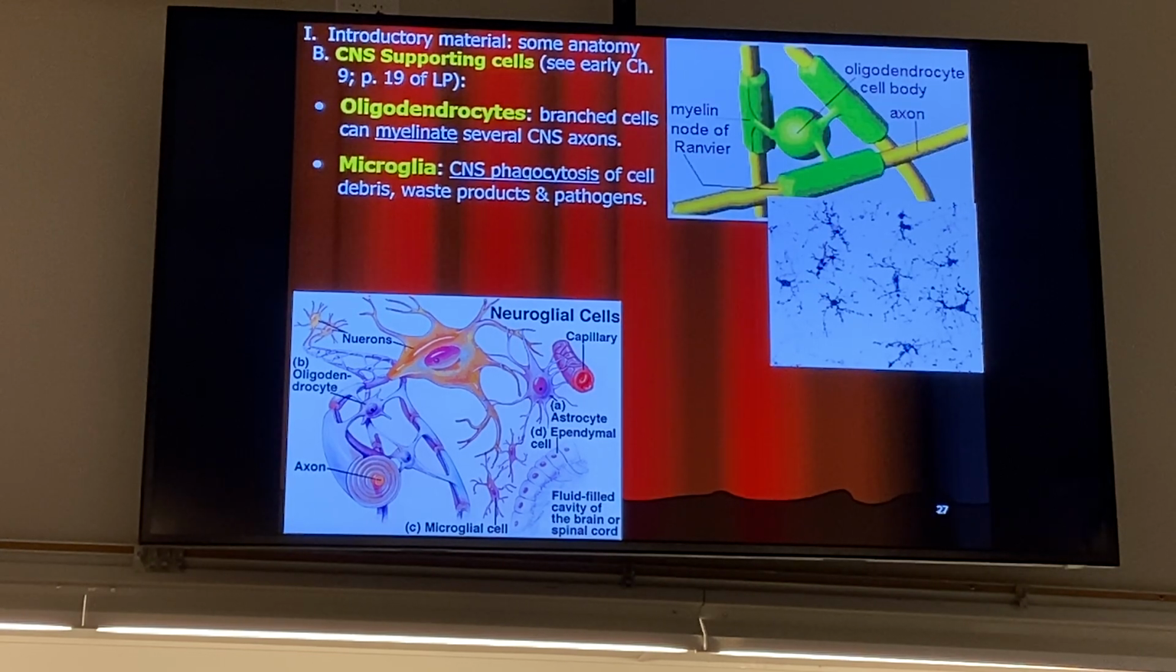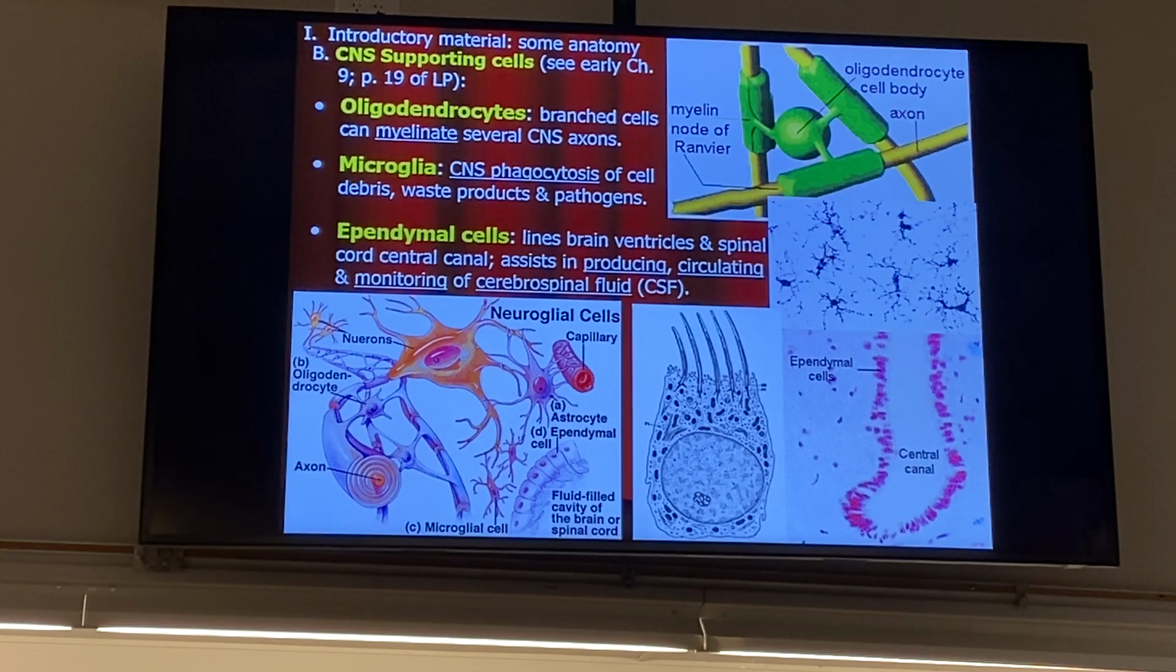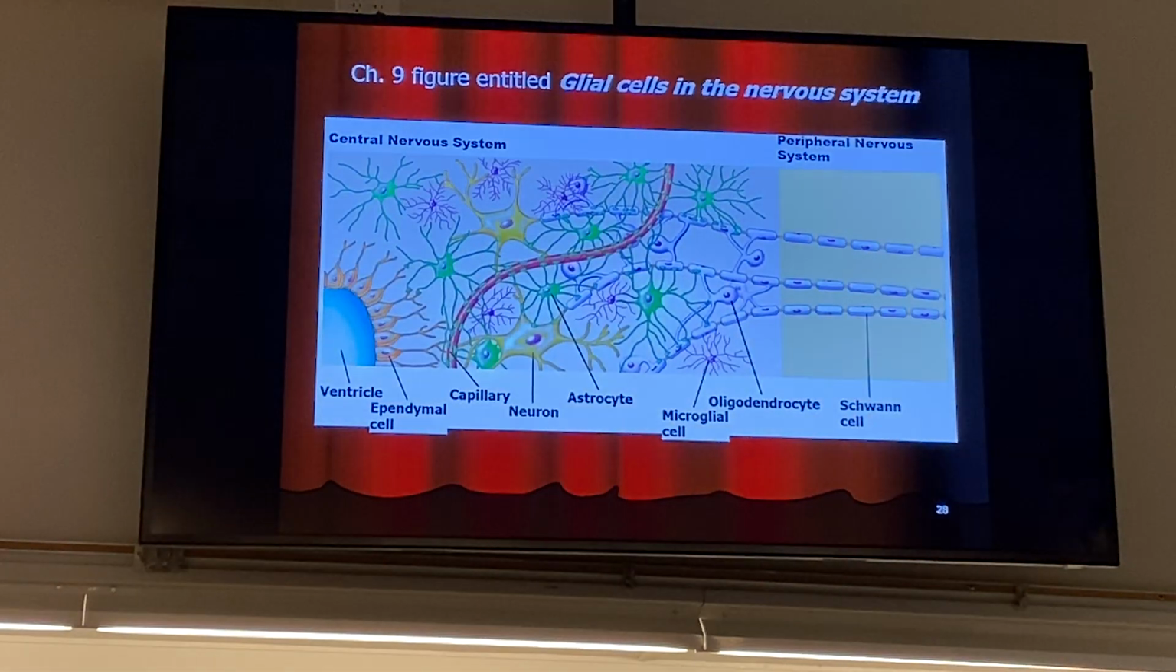Everybody got it? And ependymal cells are all about cerebrospinal fluid, CSF. They make it, they monitor it, and they circulate it with these little cilia on the top. So they look like that. Okay, everybody got the neuroglial cells? This is a review still of anatomy. In fact, the picture looks like the one in anatomy, doesn't it?